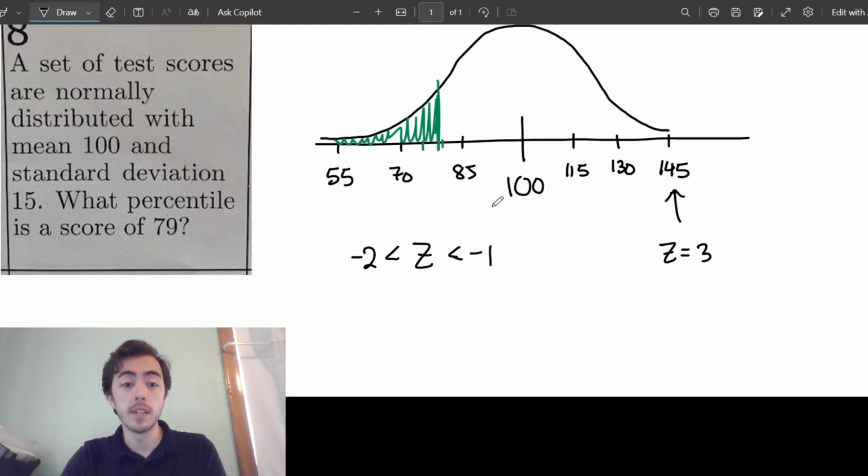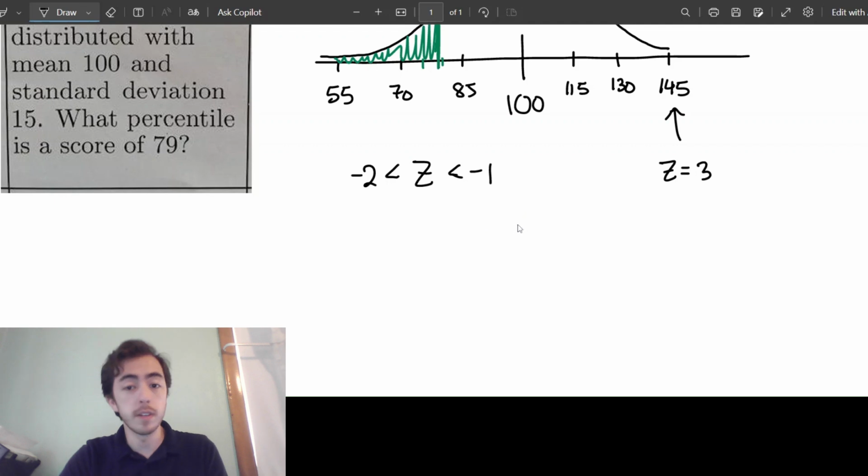To calculate what the z-score should be specifically, we could just do 79 minus 100 and then divide it by 15.